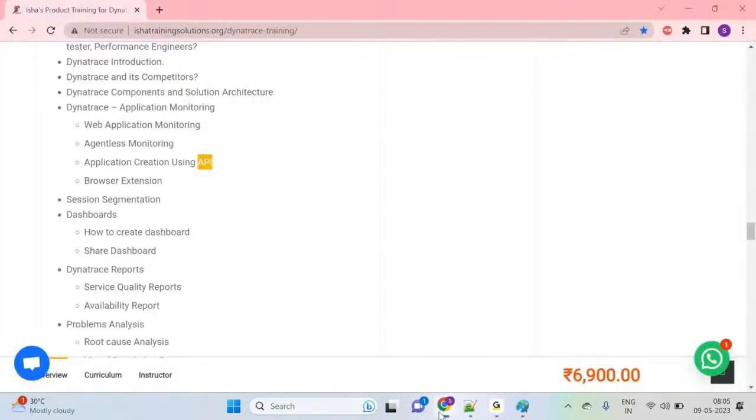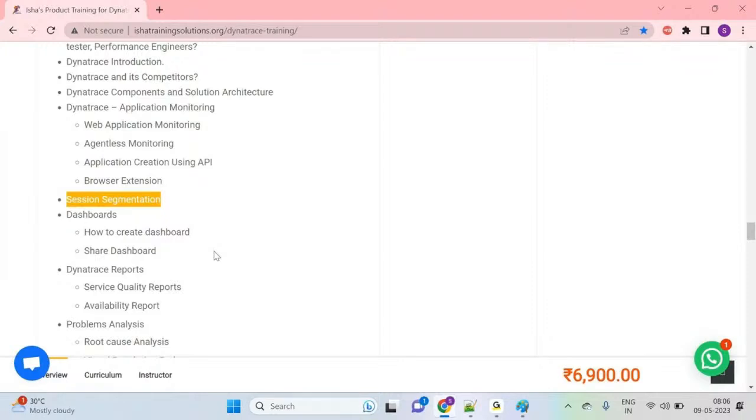And then session segmentation. Session segmentation means what? Dynatrace actually divides your entire log into individual sessions. Instead of keeping it as an entire log, they wanted to make it into different sessions. At the user session level, we are going to analyze it. I will explain on what basis Dynatrace categorizes individual sessions, when an individual session will start and end. So that level of understanding we are also going to get.